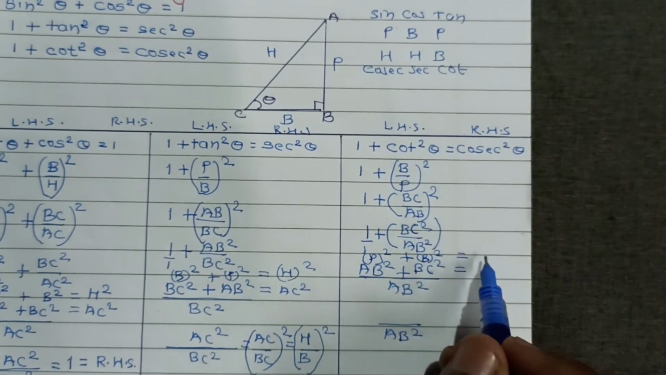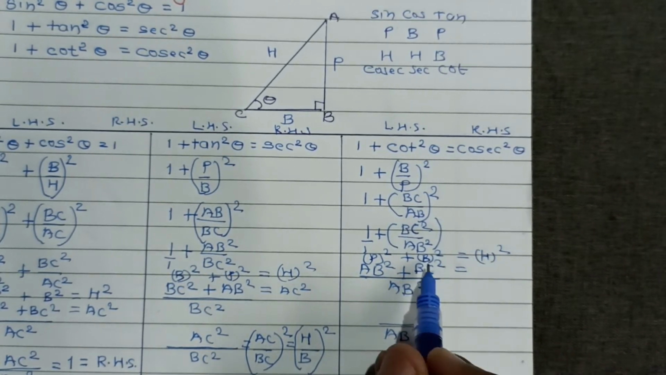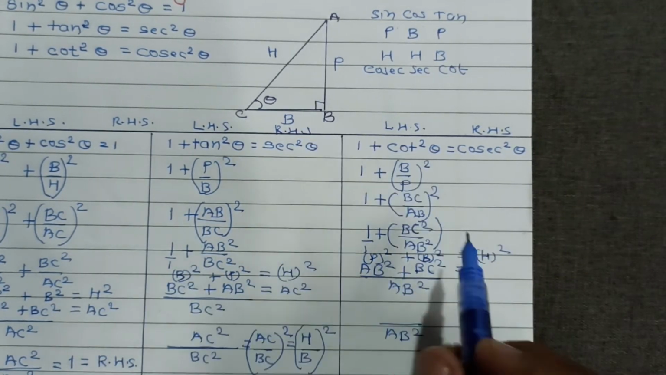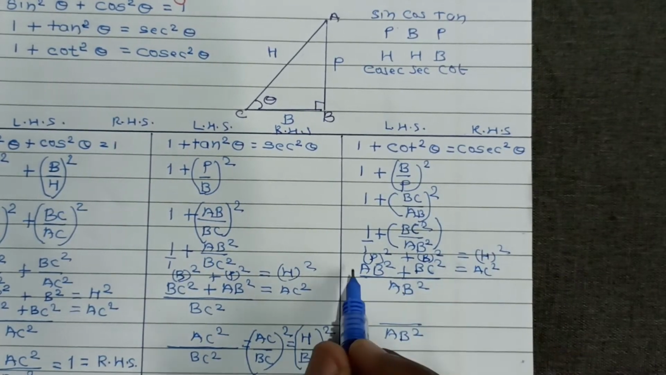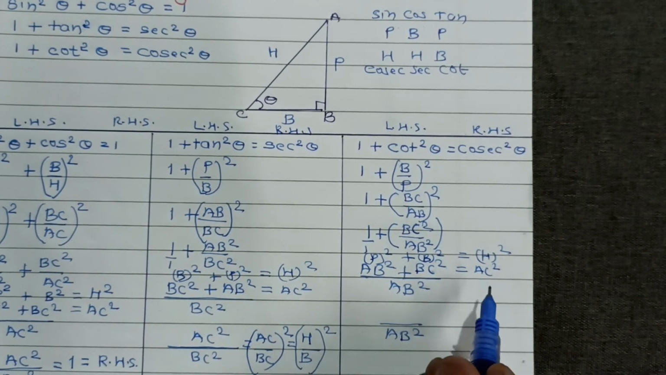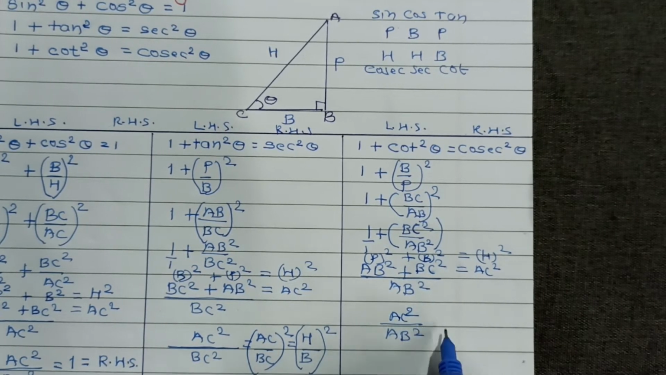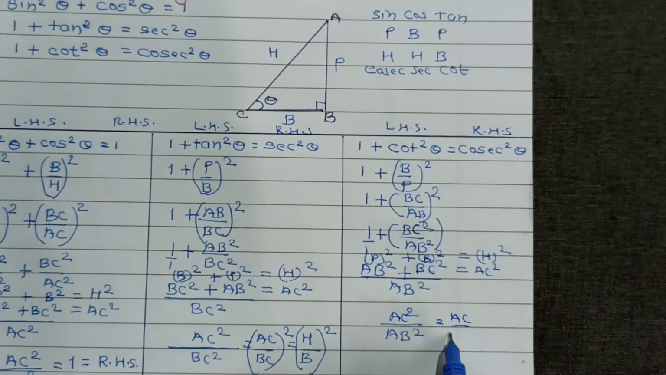And what is the Pythagoras property? Hypotenuse square is equal to base square plus perpendicular square. So what is the hypotenuse for this right angle triangle? AC square. So here AB square plus BC square is equal to AC square. So therefore you can write in place of this AB square plus BC square you can write AC square is equal to AC upon AB whole square.